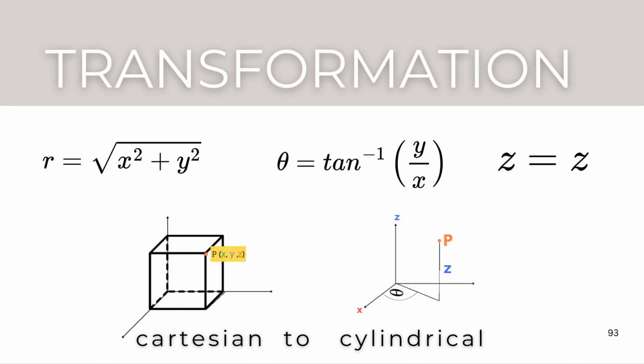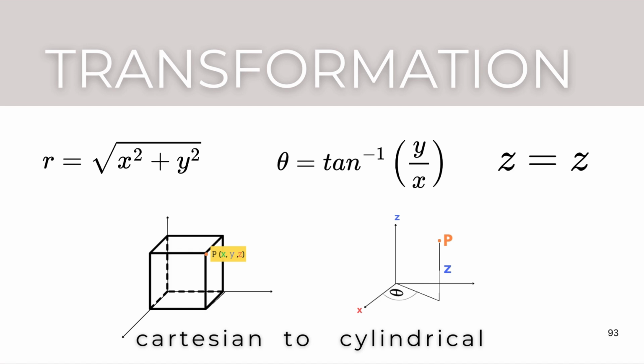z, the vertical distance along the z-axis. Cylindrical coordinates are defined as r, the radial distance from the z-axis or the origin in the xy plane to the point, theta, the angular displacement in the xy plane from the positive x-axis measured counterclockwise, and z, the same vertical coordinate as in Cartesian coordinates. Now, how the transformation from Cartesian to cylindrical happens.